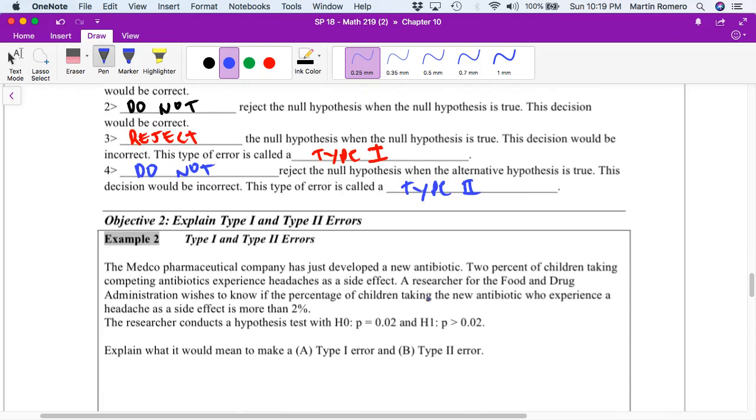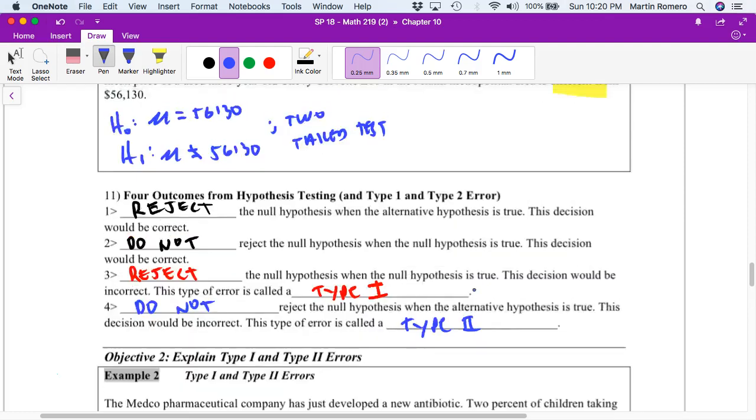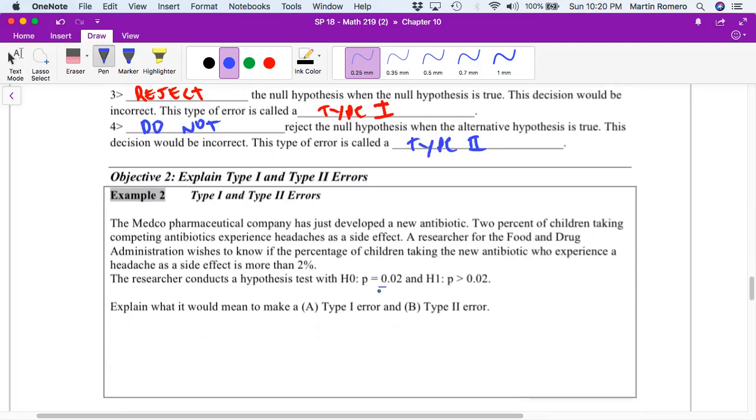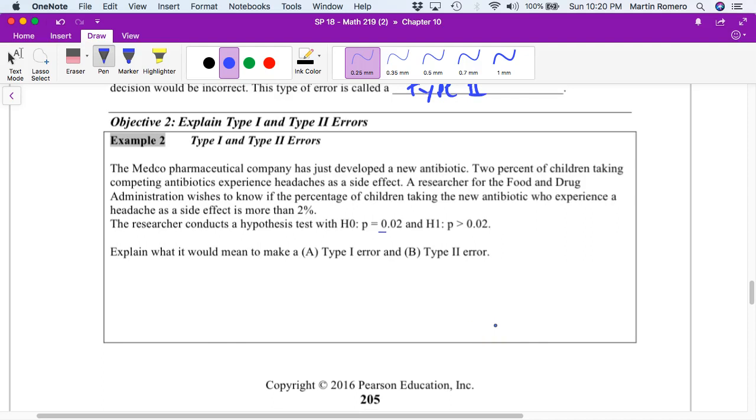So we're going to go ahead and look at those outcomes and those errors, because errors become important. Going back to that medical pharmaceutical company example, 2%, the researcher conducts a hypothesis test. H0 is p equals 0.02. H1 is p is greater than 0.02, which we had done already over here. Explain what it means to make a type 1 error, and explain what it would mean to make a type 2 error.